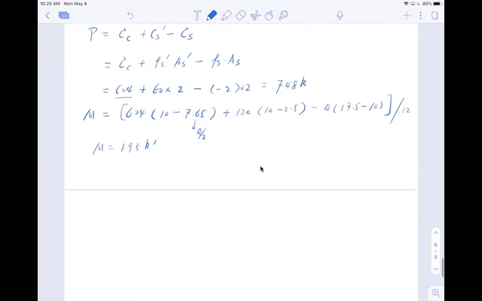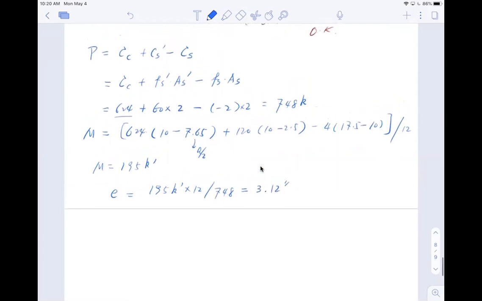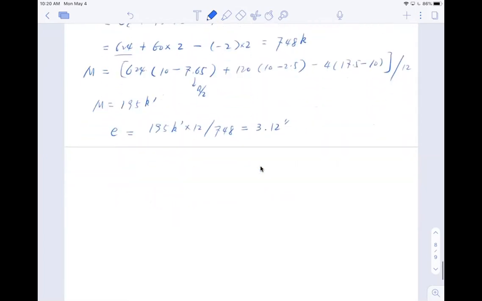Quickly I can calculate my eccentricity e equals 195 kip-feet, converted back to inches by multiplying by 12, divided by 748, which is the axial force. That gives me 3.12 inches. So this is the represented point in the compressive failure zone. Let's proceed. The last point is assuming I have pure axial load, pure compression.